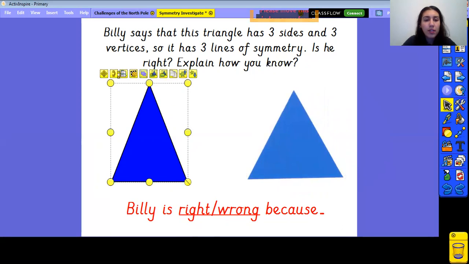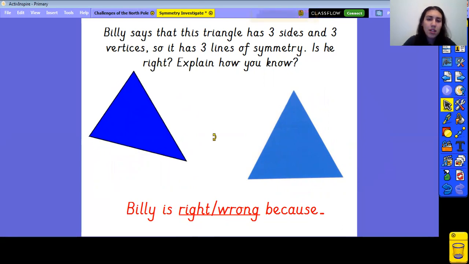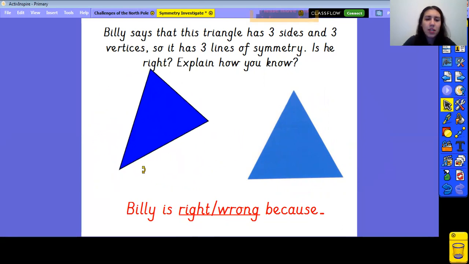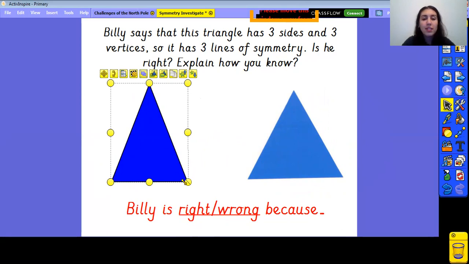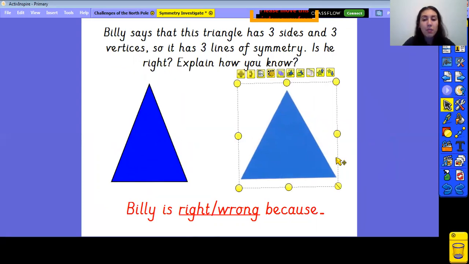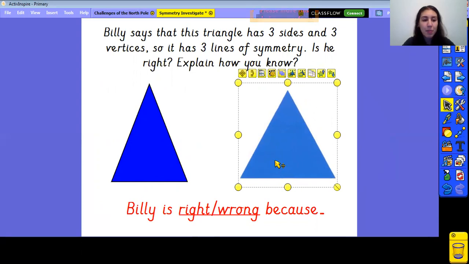Does this triangle look the same whichever way I turn it? Does that look the same? No, that looks different now, doesn't it? And that's because it's got some long sides and some short sides. So all these sides are not equal. So this triangle is not regular. So only regular shapes will follow our pattern of having the same number of lines of symmetry as the number of sides and the number of vertices.